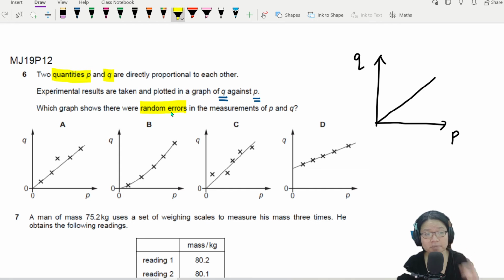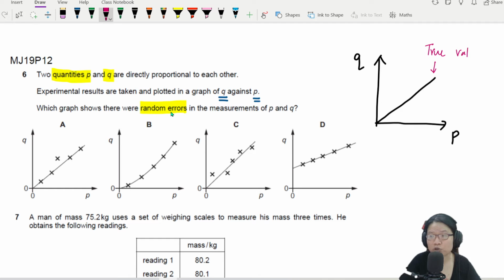If there is random error, it means that the plots are either above or below the point. This black graph is the true value, the true graph that we want to see. Okay, so B is this. If there's random error, it means that sometimes you get a reading above the true graph line, sometimes you get a reading below the true graph line. So in this case, the answer is C. But wait first, I'll explain a few things.